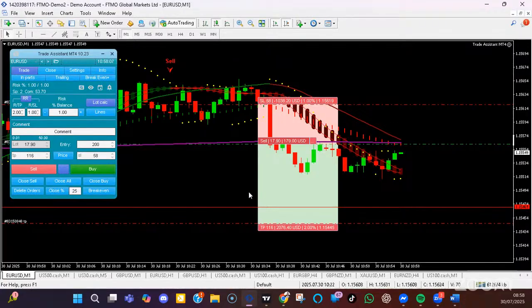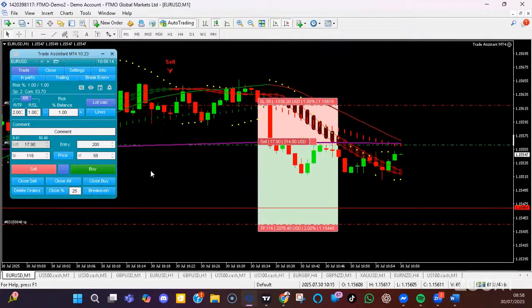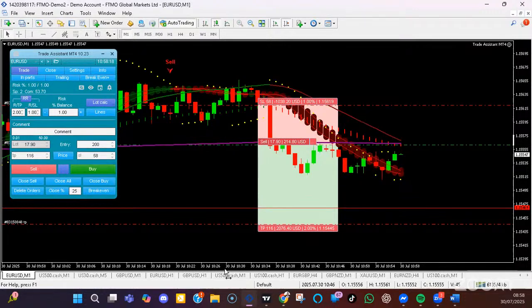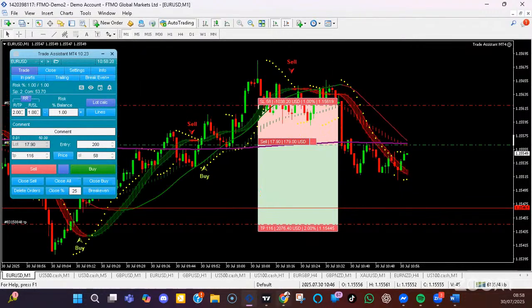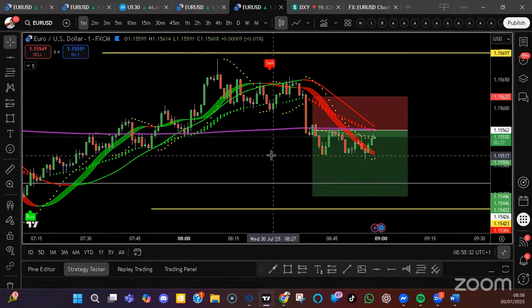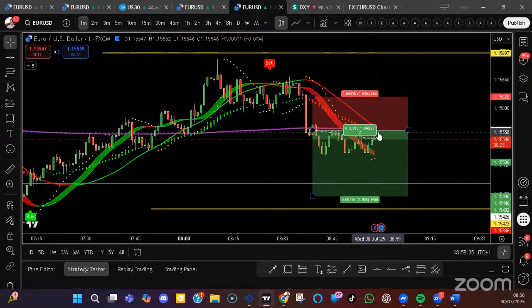But right now, I'm hoping that this purple line, just like it did here, sorry, MT4 is terrible for this. I'll go back to TradingView. Look, just like it did here, it used the purple line as a barrier. I'm very much hoping that this purple line will be used as a barrier once again.